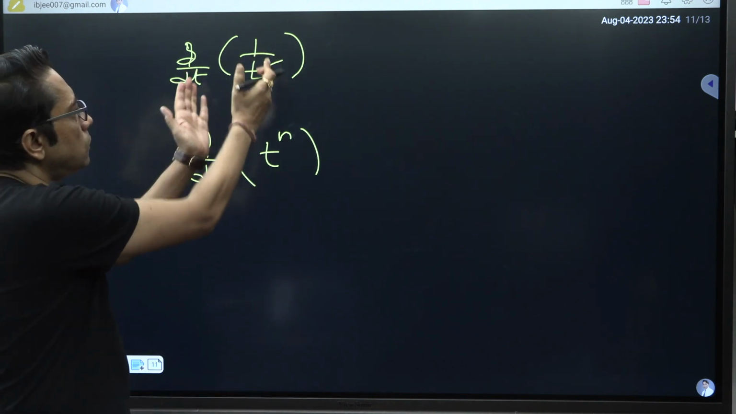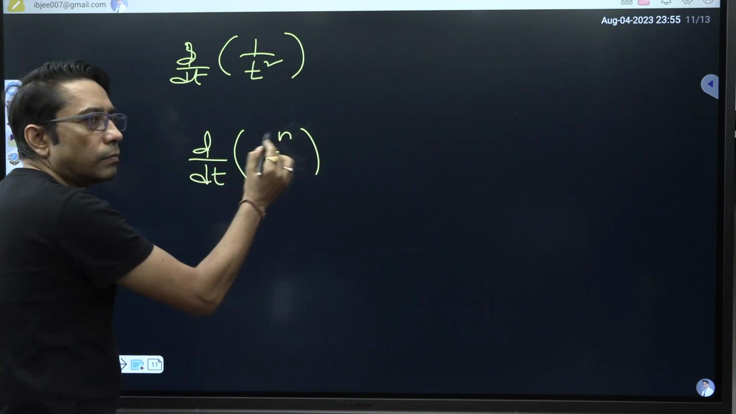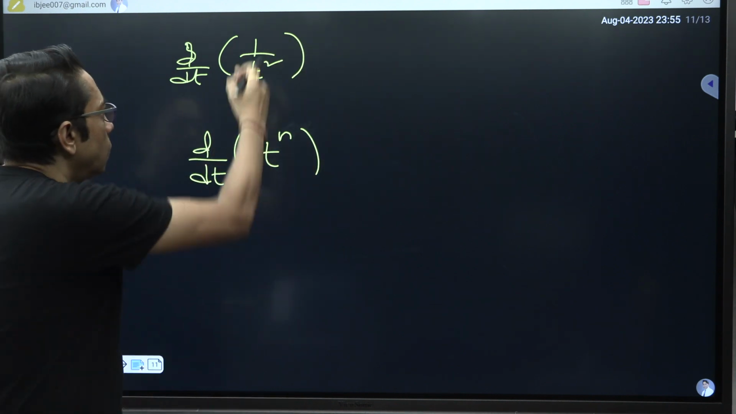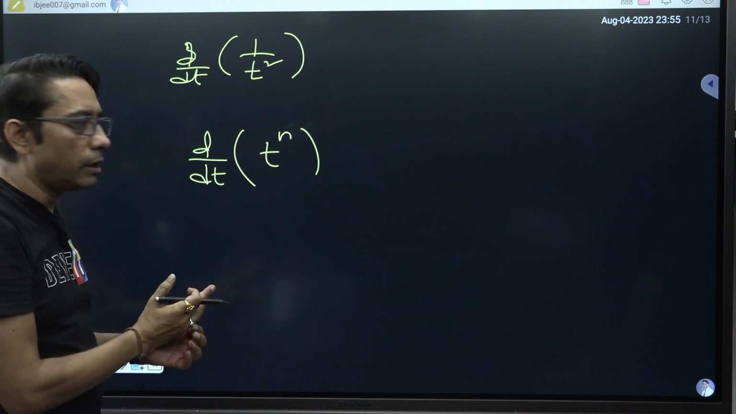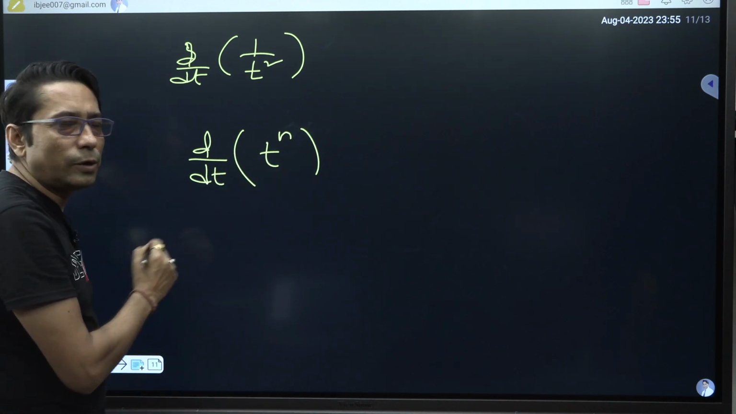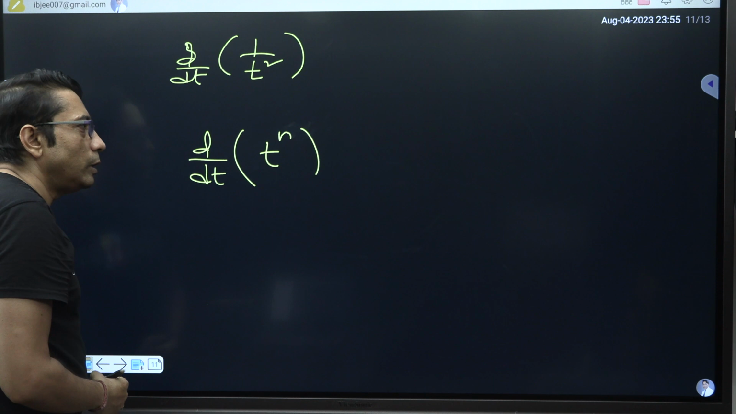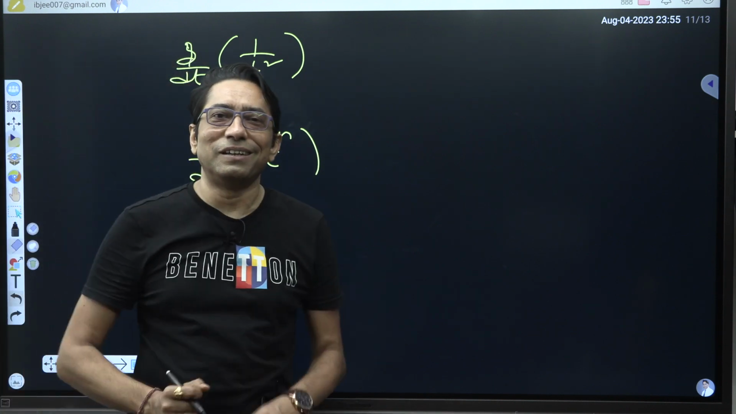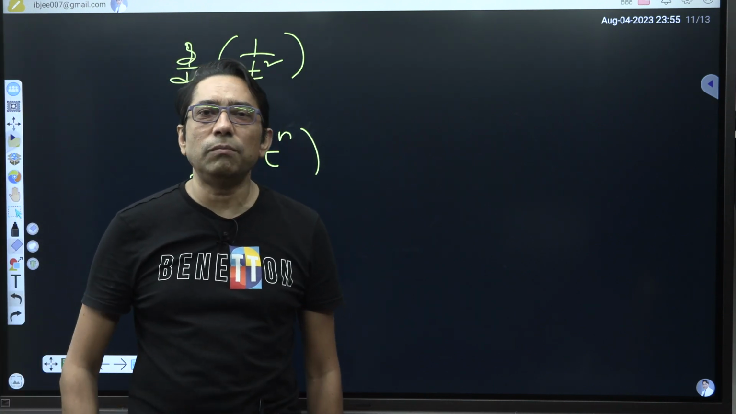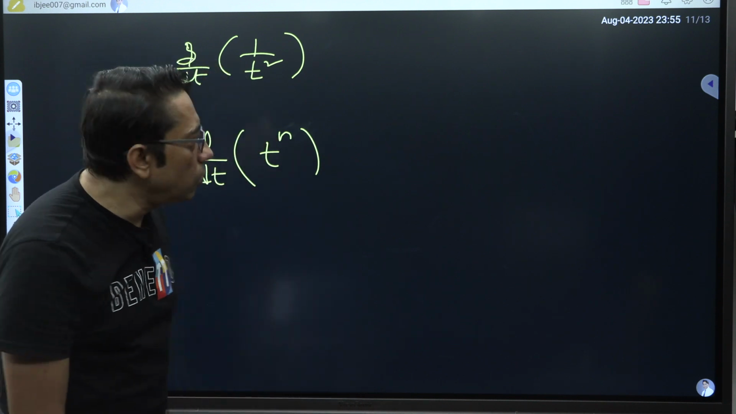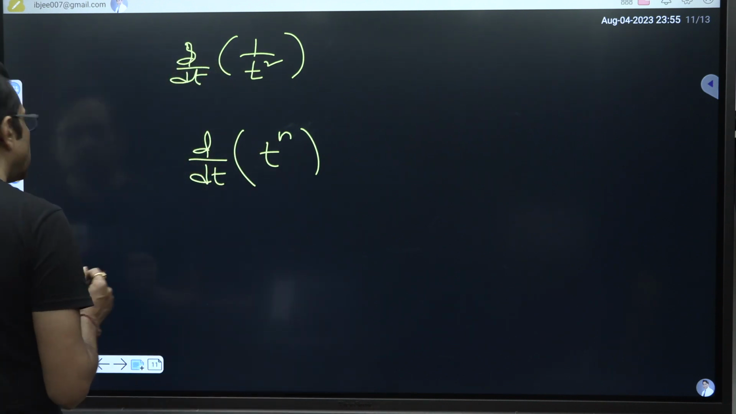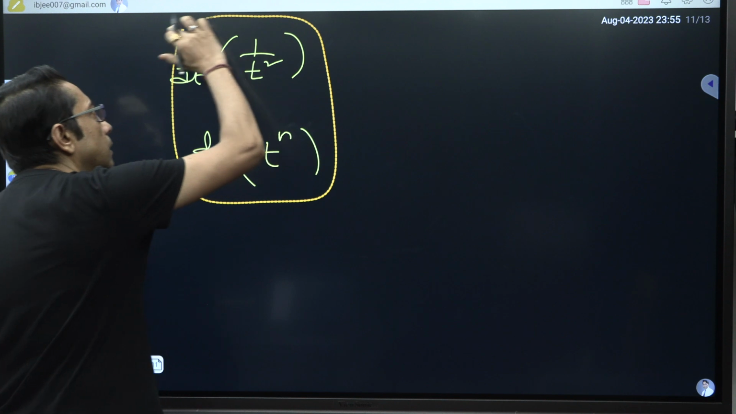Because the formula holds good for this form only, t to the power something. 1 by t square, 1 by t to the power n, we don't know any formula for that. We know a formula, but yet we have not done it. That is called the u by v method. We don't know that formula, that's why we are not doing that. But otherwise it can be done.